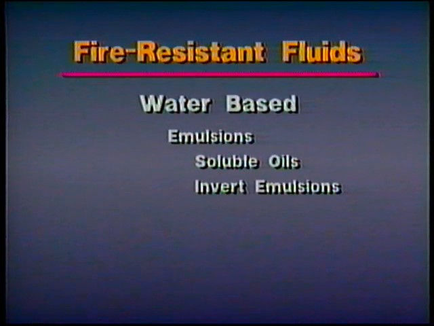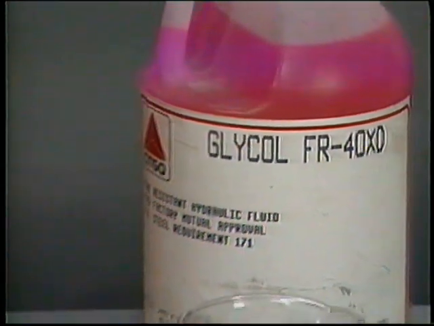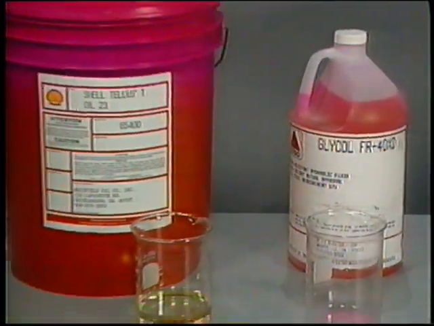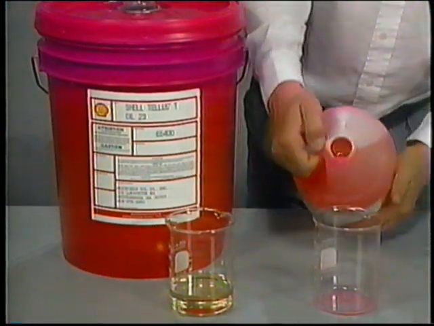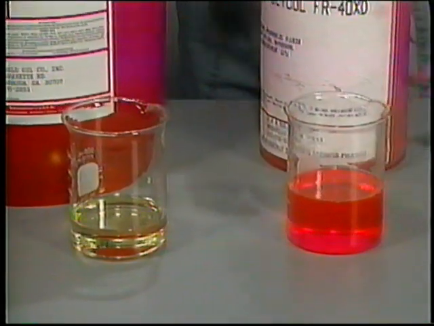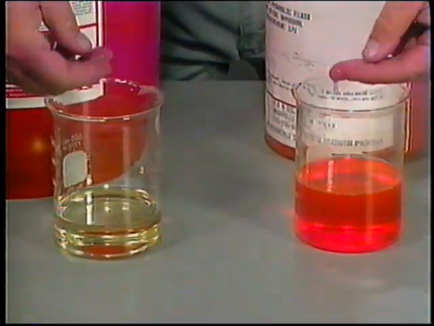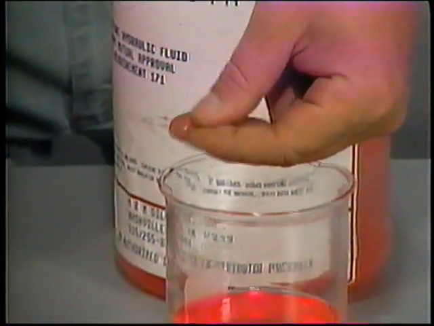Another type of water-based fire-resistant fluid is water glycol. It's made from a mixture of about 40% water and 60% glycol, a chemical similar to automobile antifreeze. Water glycol fluids have some advantages over emulsions. They can be used at much lower temperatures without freezing or separating. And water glycol fluids are more fire-resistant than emulsions. But water glycol fluids don't lubricate as well as petroleum oils, and they tend to cost more.